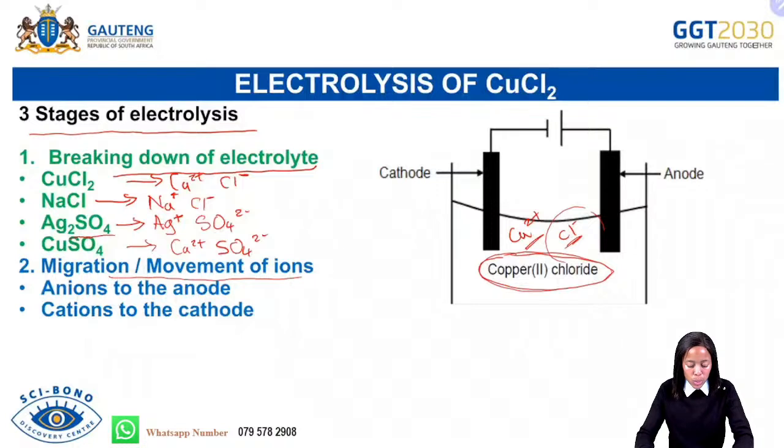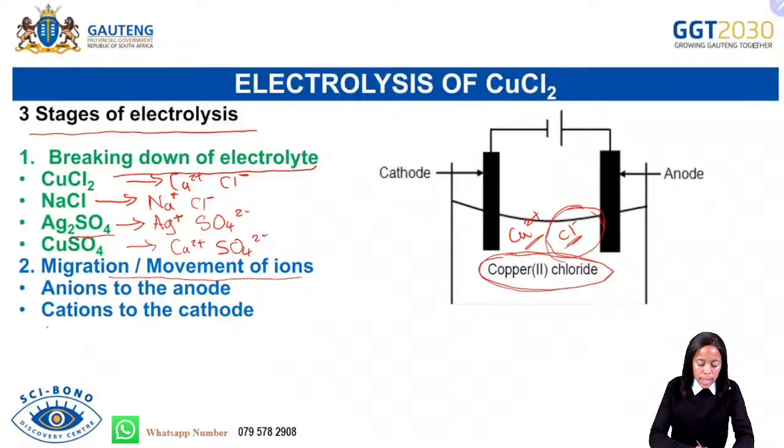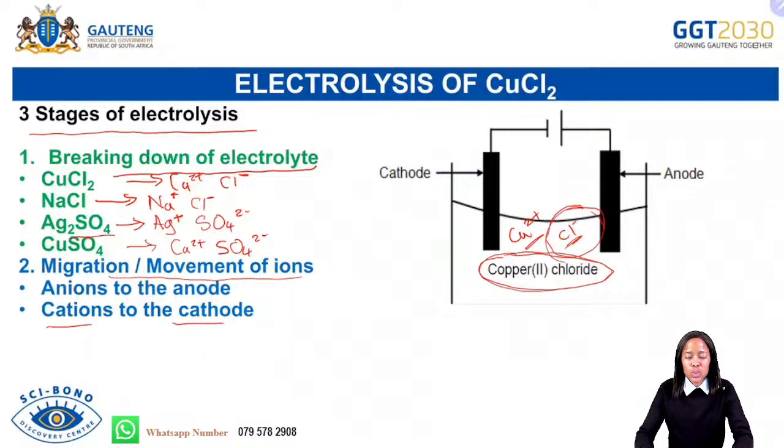So what is going to happen? After you have then broken down the electrolytes, we are therefore saying that the anions, which ones are the anions? The anions are negative. So the anions are going to migrate to the anode. And the cations are going to migrate to the cathode. So let us now have a look.